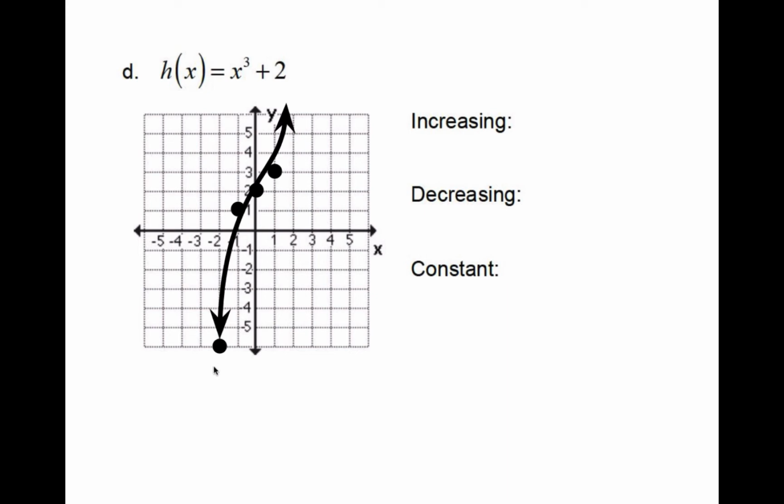So draw in your S-shaped graph. So now we're going to say if this is increasing, decreasing, or constant. Start on the left side. Notice I'm going up, up, up. It's increasing everywhere from negative infinity to infinity.